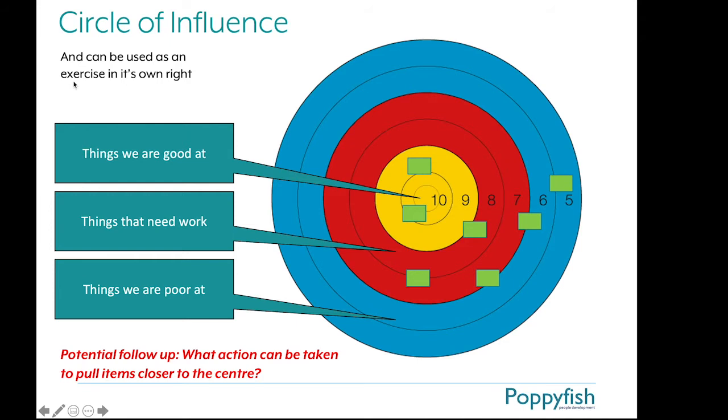And again, with each of these, it's, well, what could we do to pull them closer to the middle? So for instance, if I've assessed myself as being a fantastic communicator, that's great. But if I say that I need work on another area of my skill set, the action might be, what could we do to pull that card closer into the middle of the circle?